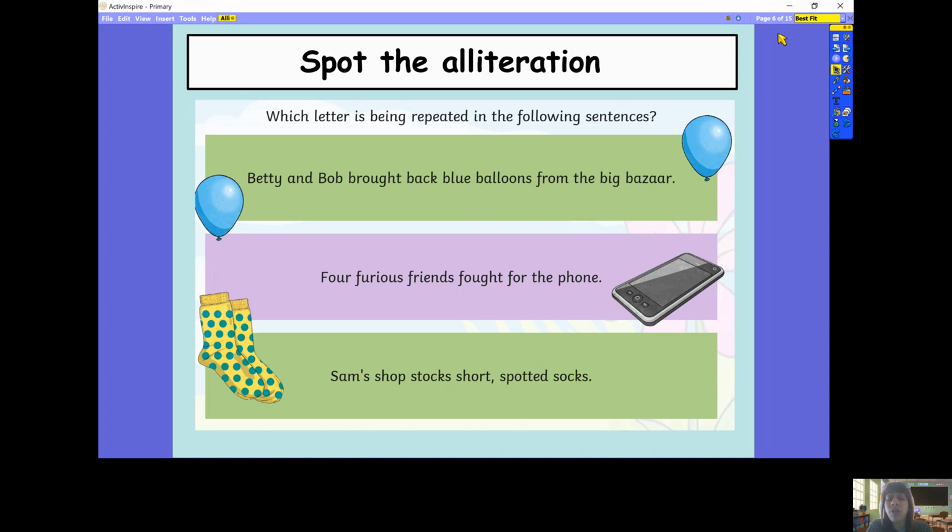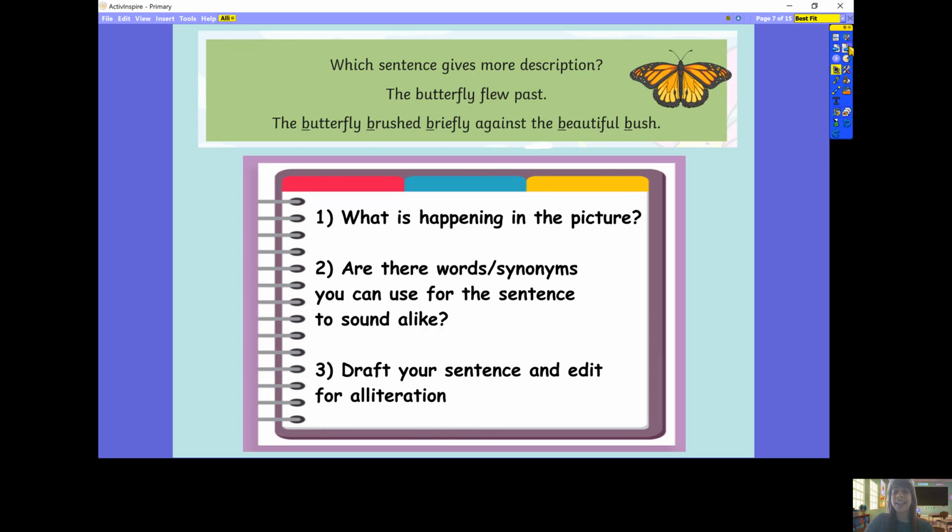Hopefully you spotted that although the word phone has the same sound, it's spelt differently. It has a PH phoneme. So don't worry if you have spotted that and thought, oh, that doesn't fit. As long as it has the same sound, it doesn't necessarily matter. The spelling doesn't necessarily matter.